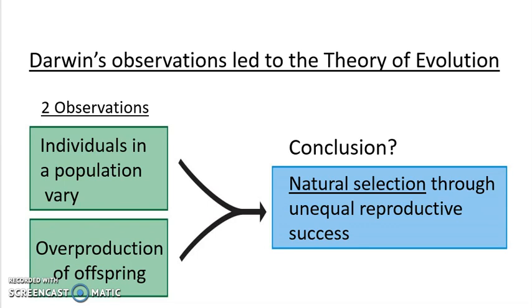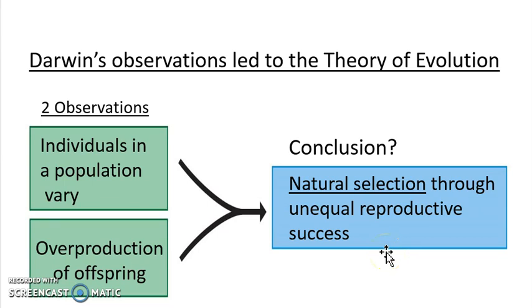And if you put these two observations together, that you've got a population of individuals that vary, and within that population you've got people that are having too many kids, this is going to lead to what we call a struggle for resources. You're going to be fighting with these other individuals in order to get enough food and water and living space so that you can have more and more kids out there.